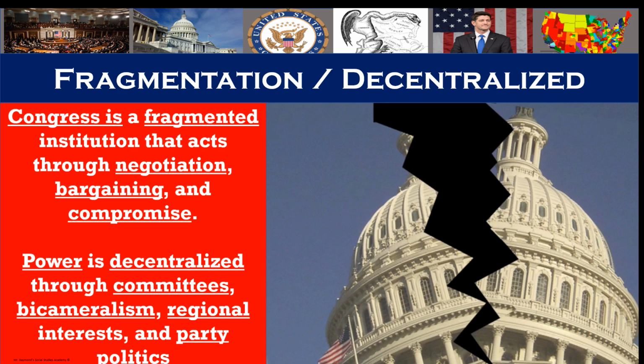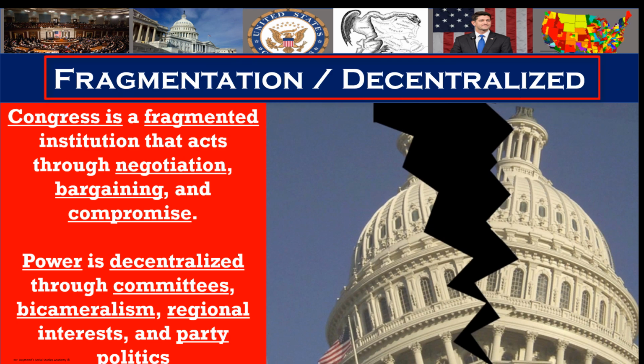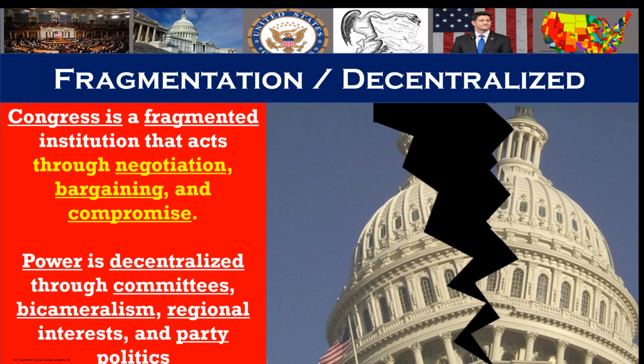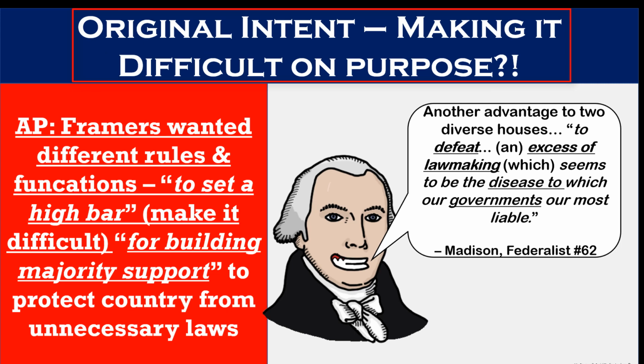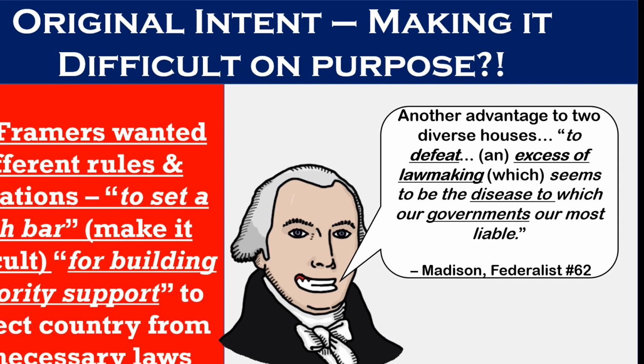For all of the reasons we have learned throughout our lessons on Congress, power is described as fragmented or decentralized, requiring political negotiation, bargaining, and compromise. We see this through the committees and through bicameralism and regional interests and party politics all playing out in Congress. But one thing you have to remember for your AP exam is that this was the original intent of the framers of the Constitution. To set a high bar, in other words, making it difficult to pass legislation. I'm not sure that they would have predicted how high that bar has been in these days, but as James Madison said, Congress was designed to, quote unquote, defeat an excess of lawmaking, stating that too many laws was like a disease on many governments.